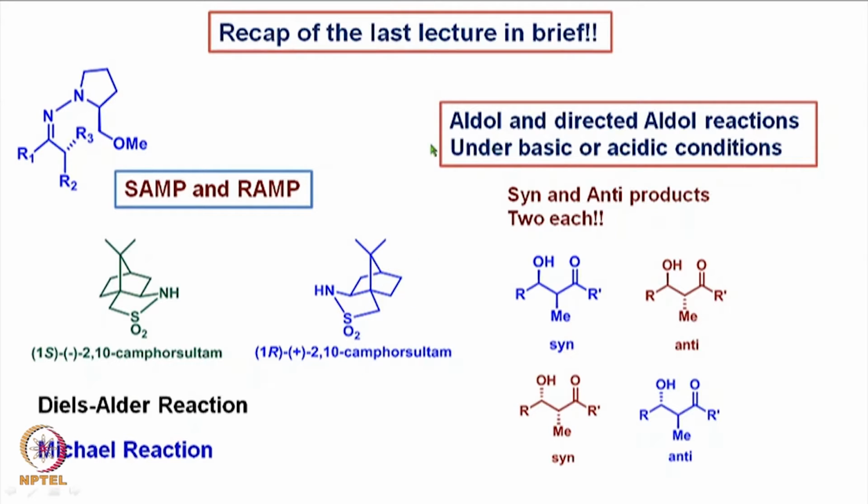Now towards the end we looked at the Aldol reactions and directed Aldol reactions under basic or acidic conditions. We saw that if the Aldol reactions are not directed, then we keep on getting different mixtures of the products. But if we have a directed Aldol reaction, then we get only specifically these types of products in which the two enantiomers of the Syn product and two enantiomers of the anti products are formed. And if the reaction is highly selective, then we would get one as the major over the other one. So that is how we looked at the directed Aldol reactions. Now we will go further for today's lecture.